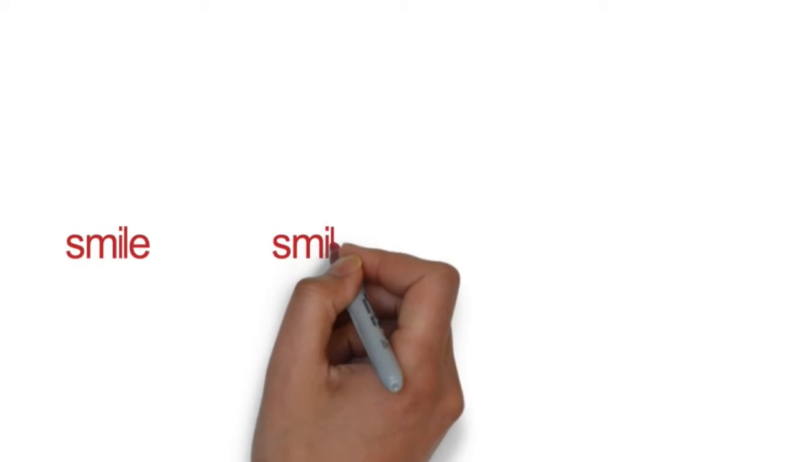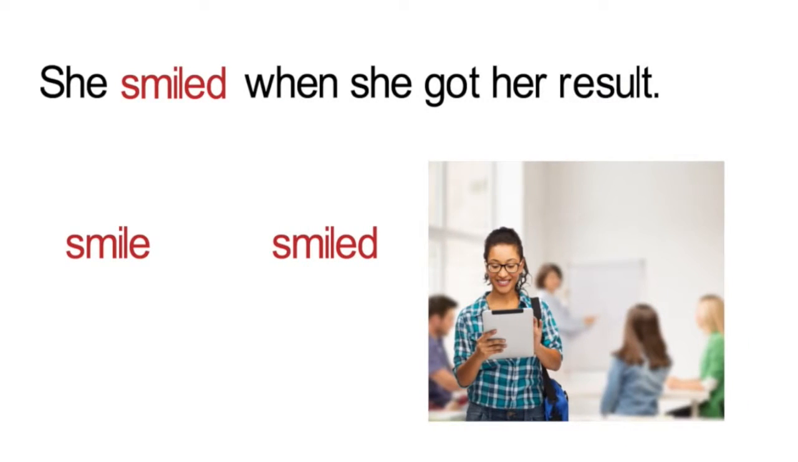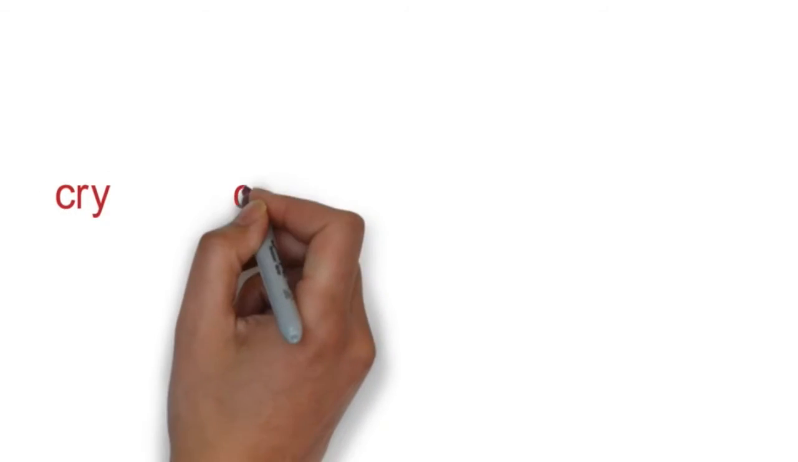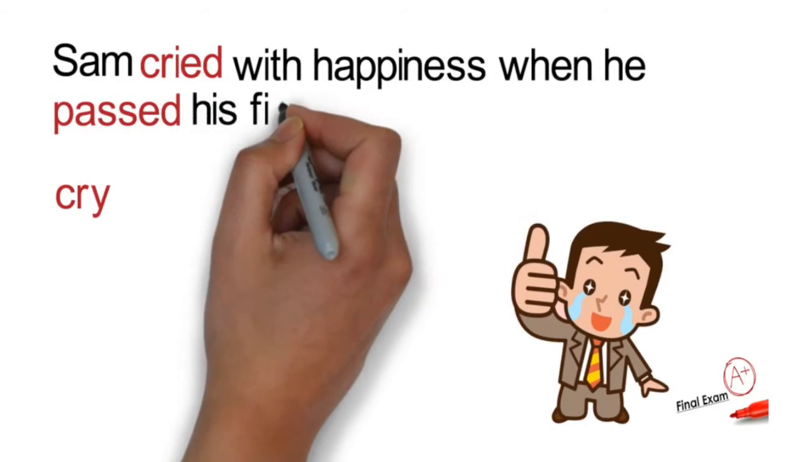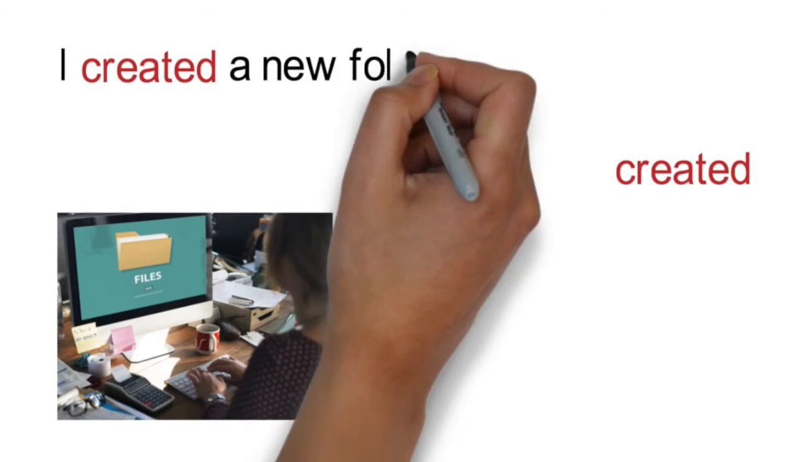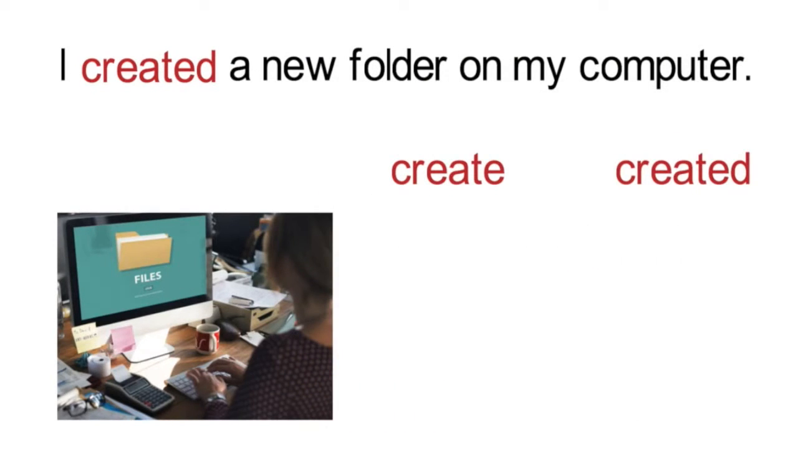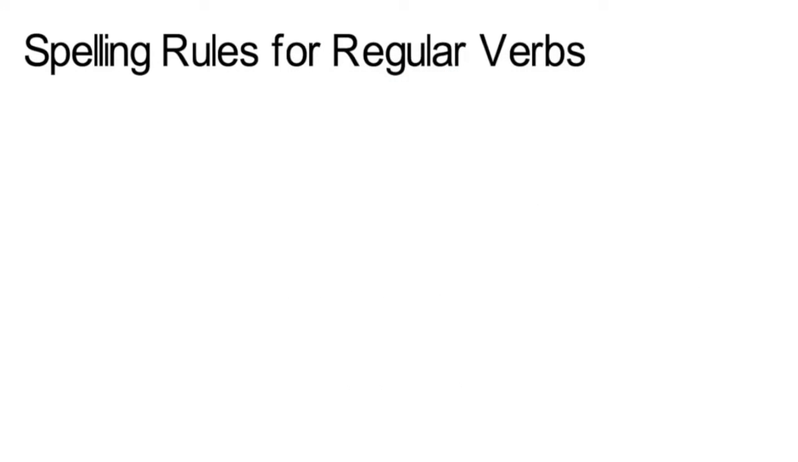Smile? Smiled. She smiled when she got her result. Cry? Cried. Sam cried with happiness when he passed his final test. Create? Created. I created a new folder on my computer. Now that wasn't difficult, was it? Let's look at the spelling rules for regular verbs now.